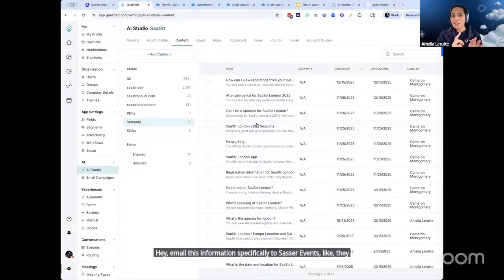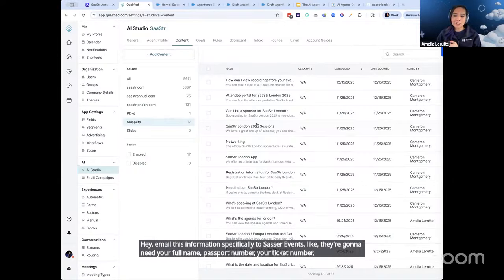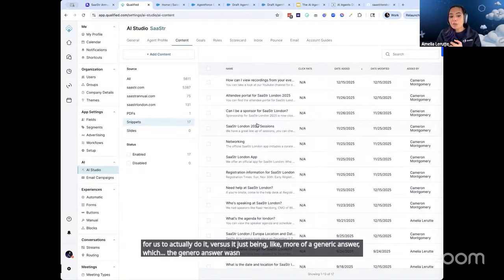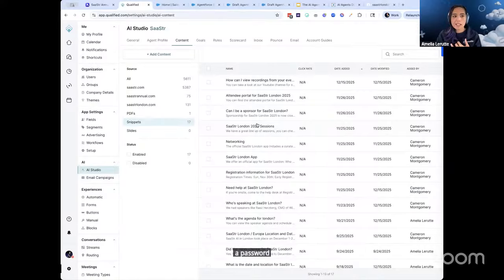Like they're going to need your full name, passport number, your ticket number for us to actually do it, versus it just being more of a generic answer, which the generic answer wasn't wrong, right? Email SaaStr events. Yeah, we'll get you a passport visa letter, fine. But now it's just a little bit more detailed, which is kind of nice.